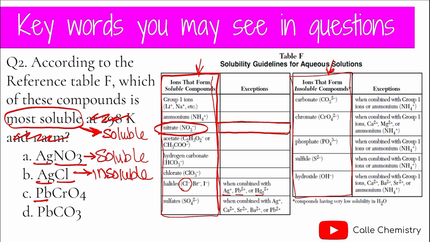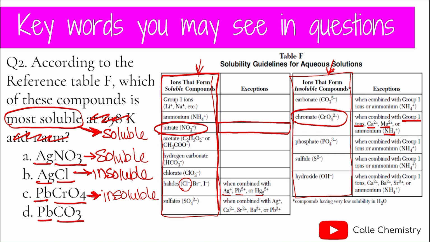And then we have PbCrO4. So I find either Pb or CrO4. I see CrO4 is over here, chromate. It forms insoluble compound except with either group 1 ions, Ca, Mg, or NH4. This is not one of the exceptions because this is Pb and it's not one of the exceptions that we see over here on the table. So that means that chromate with Pb is an insoluble compound.